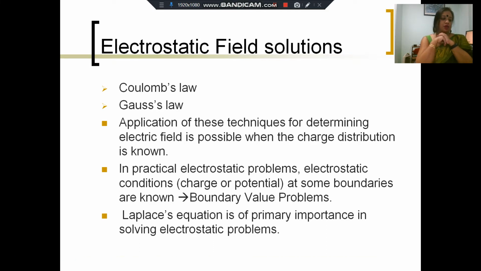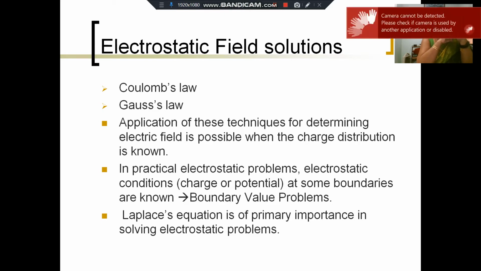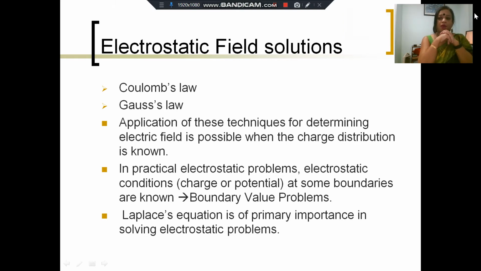And to do that, what are the options or techniques available to me? Firstly, as we have already mentioned, we can use Coulomb's law, we can use Gauss's law. However, to use either Coulomb's law or Gauss's law, we need to know the charge distribution. That means we need to know the location and the magnitudes of the charges located within the volume of the dielectric or in the neighboring region.